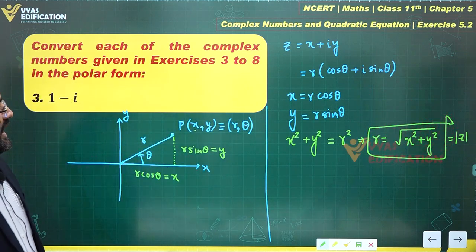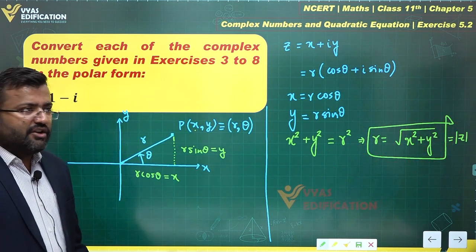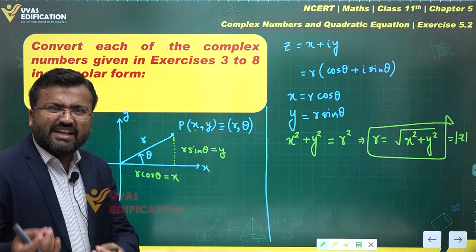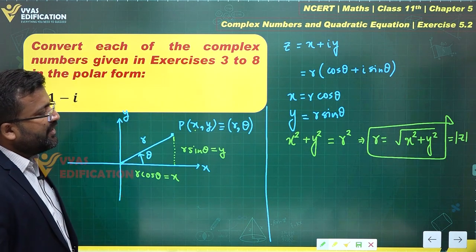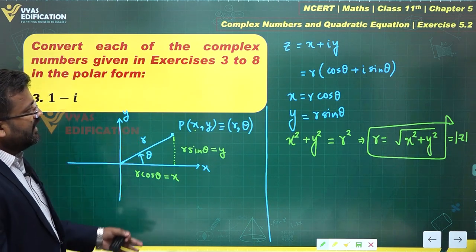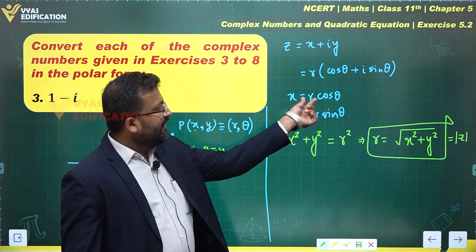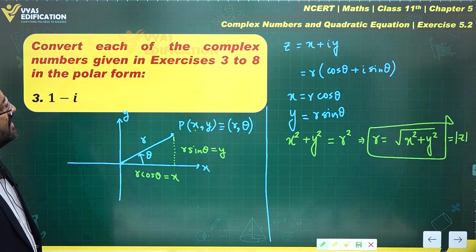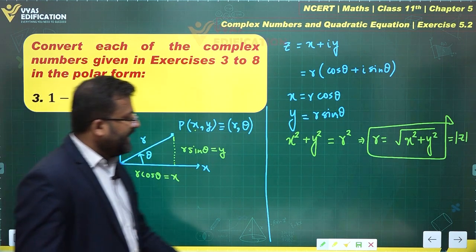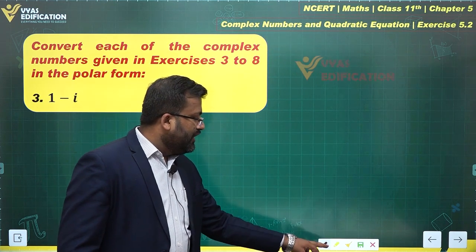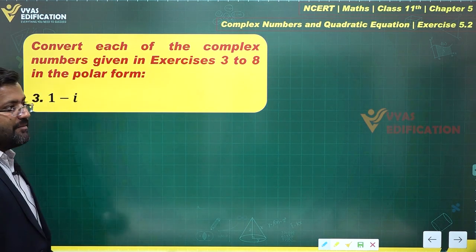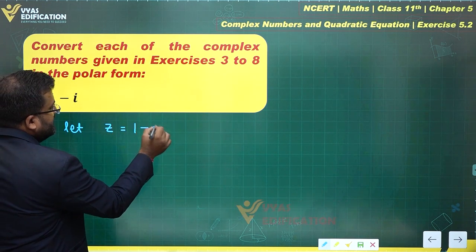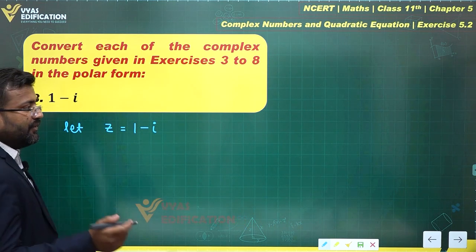And what about the argument? Argument can also be found from here, depending upon the location of point P. We have seen that depending upon the location of point P, we can find the argument very easily. Cos theta and sin theta can be found with the help of x and r. Once we find r, on the basis of that, we can easily find theta. So keeping this in mind, let us focus on finding the polar form of this particular complex number 1 minus i. So let z equal 1 minus i.